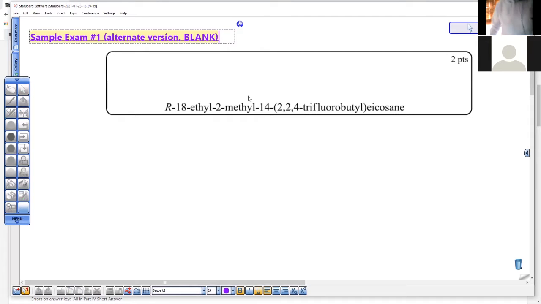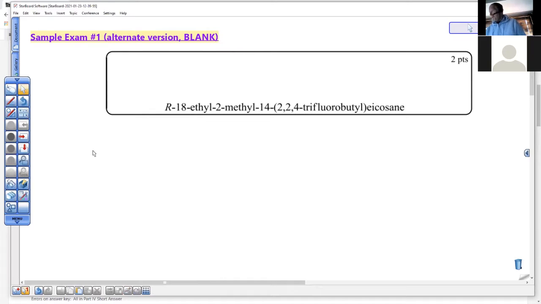Okay, so off we go to the races here. We're going to tackle this problem that a student found in sample exam number 1, alternate version. This is near the top of the exams, going back to the deep archive here. We have a stereocenter on this molecule. It's R. We got to figure out where that is.